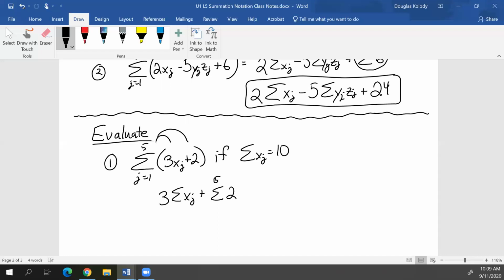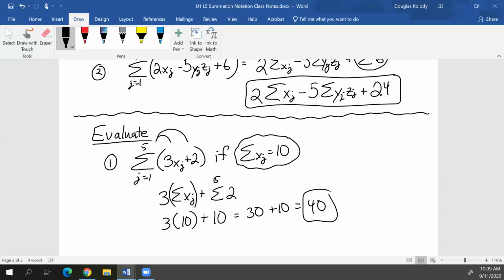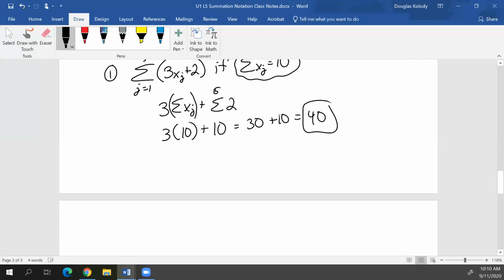But wait, doesn't the sum of x sub j equal 10? It does. So then this ends up just being 3 times 10 plus 5 times 2, which is also 10. And that's 30 plus 10, which is 40. I'm done. I have just evaluated this question. I got one more example to do with you.